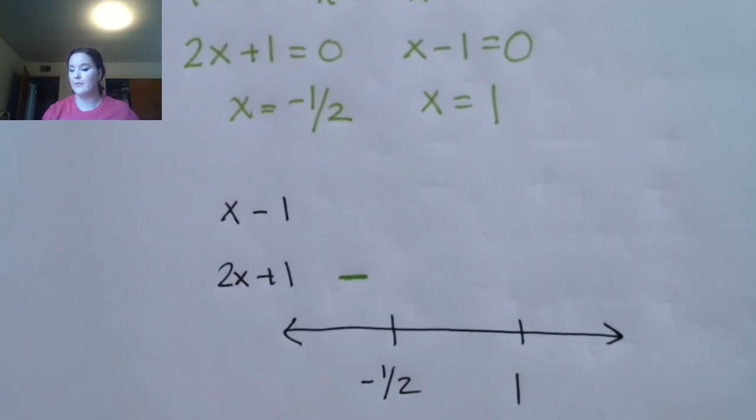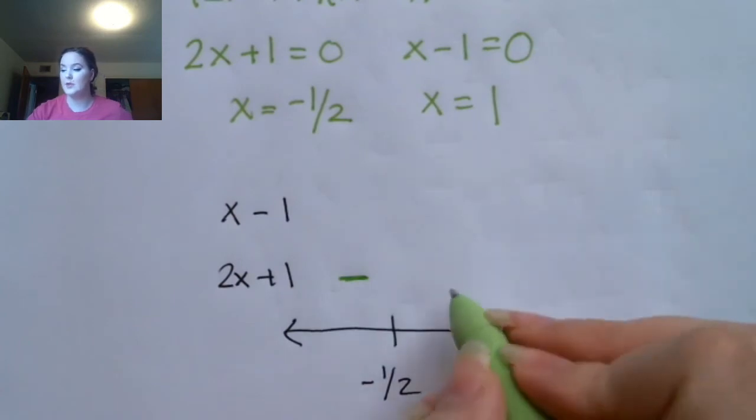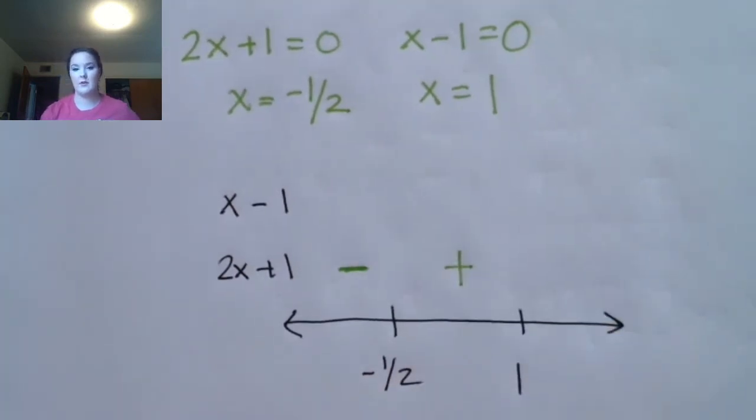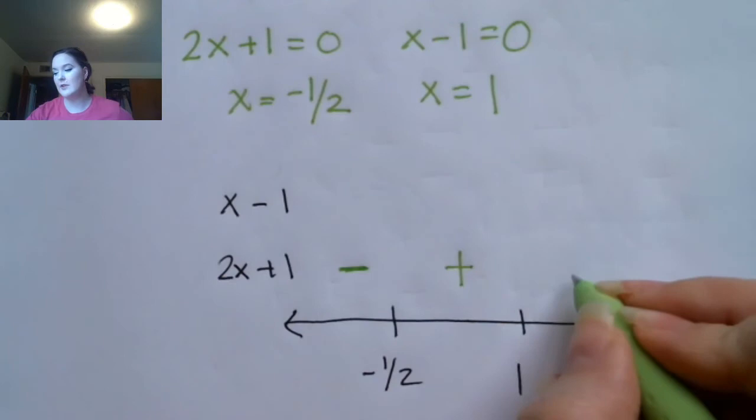Okay. Then I'm going to check something between -1/2 and 1, right? You're picking something easy, something like 0. 2 times 0 is 0, plus 1 is 1, which is positive. Okay. And something bigger than 1. Okay, so I'll just pick 3. 2 times 3 is 6, plus 1 is 7. That's positive.